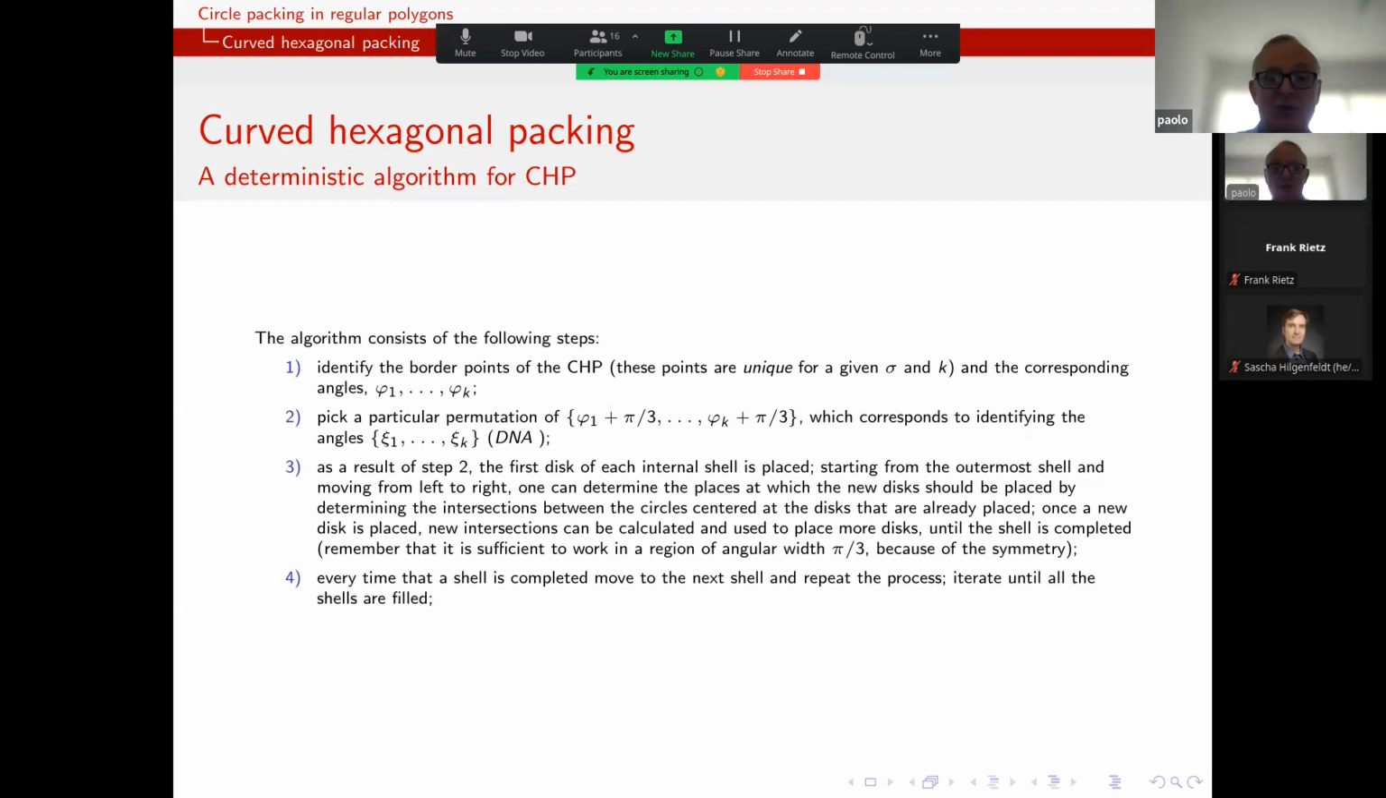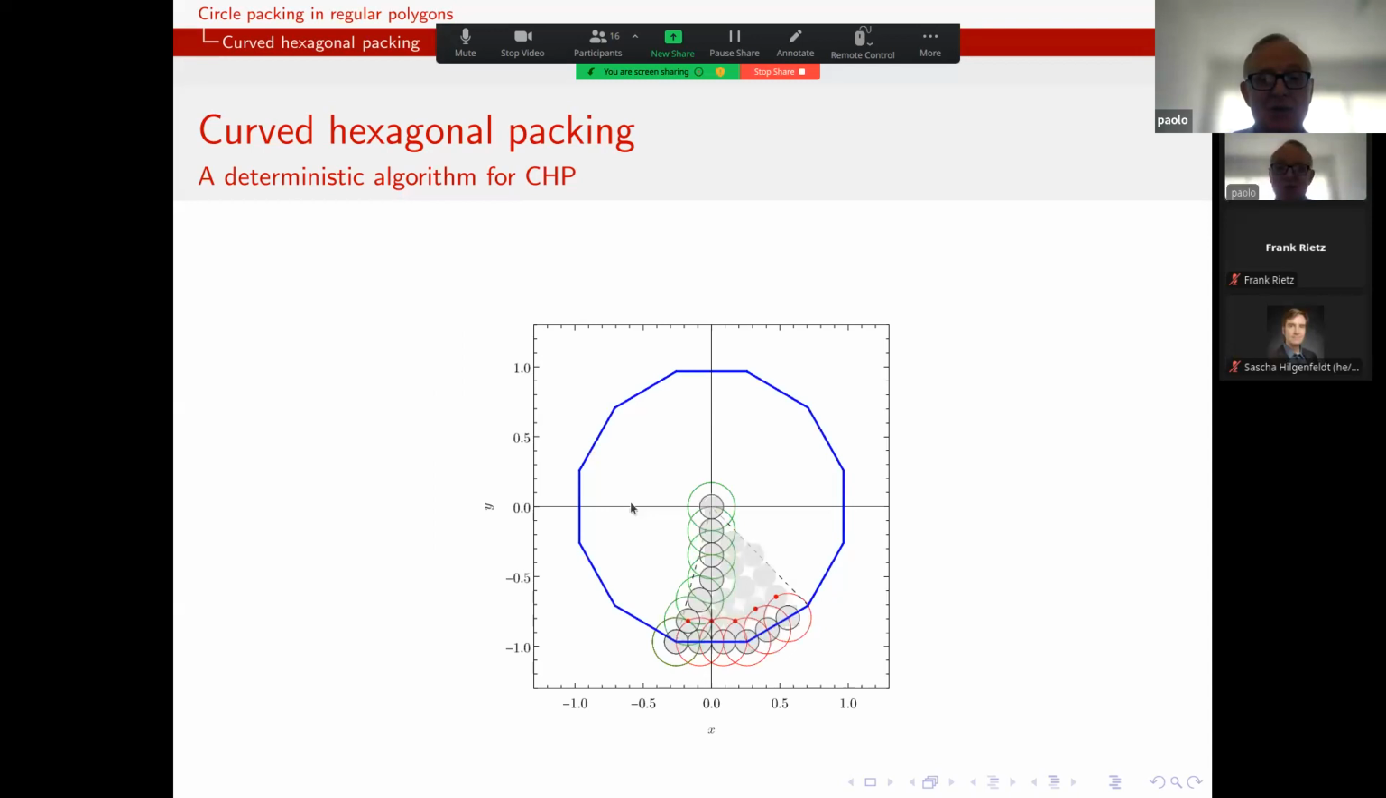You identify the border points of the CHP. You pick a particular permutation of your angles. And then you start filling. Let me show you an example.